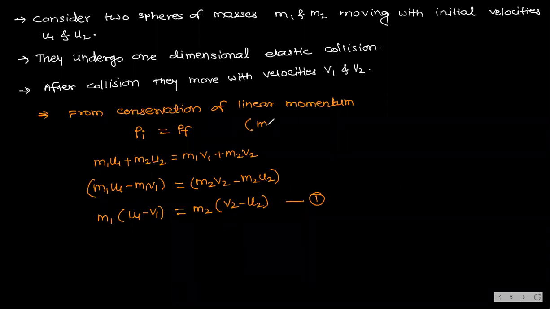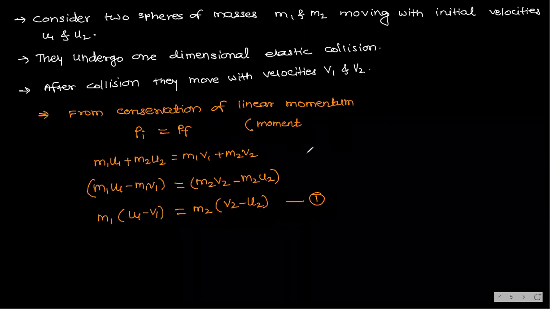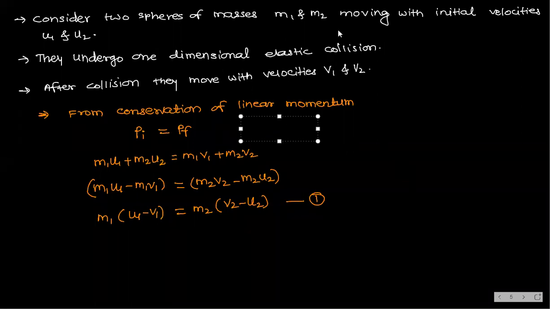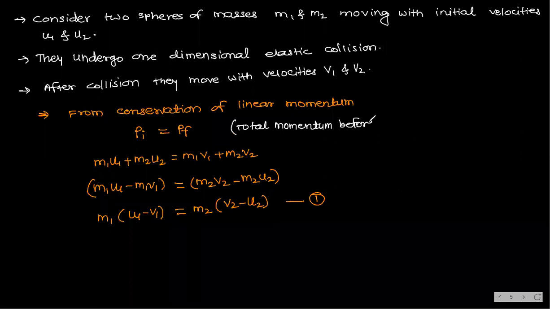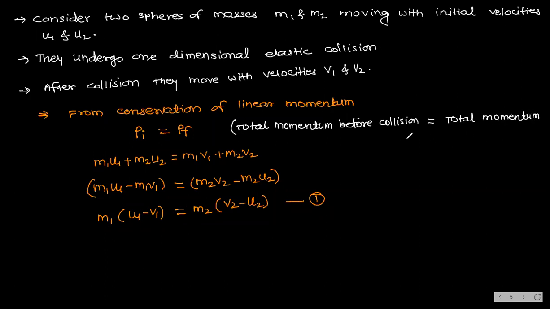You can write here in the bracket, if you want, total momentum before collision is equal to total momentum after collision. If you want, you can add this point. Okay. So this we got as equation number 1.